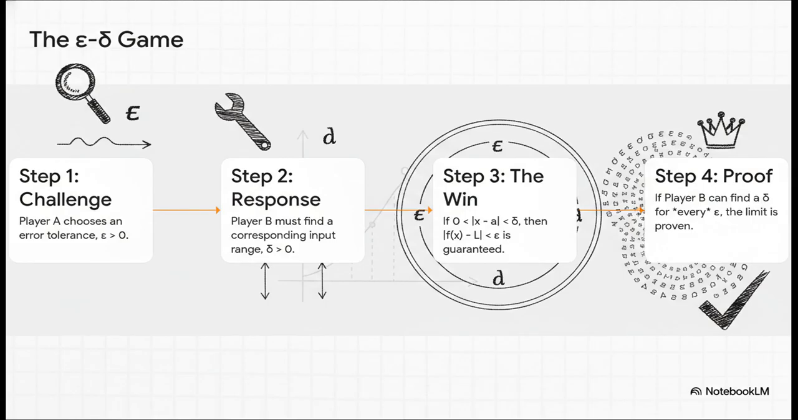Then, player B has to respond with a delta, a corresponding range for the input. Player B wins if for any x you pick inside that delta range, the output is guaranteed to fall within the epsilon range. And here's the crucial part. If player B has a winning strategy for every single possible epsilon, the limit is proven.